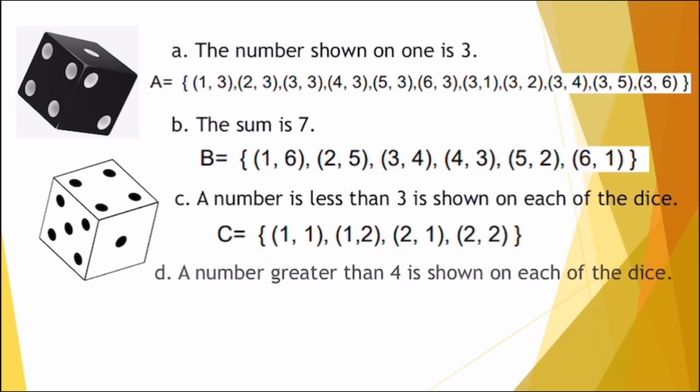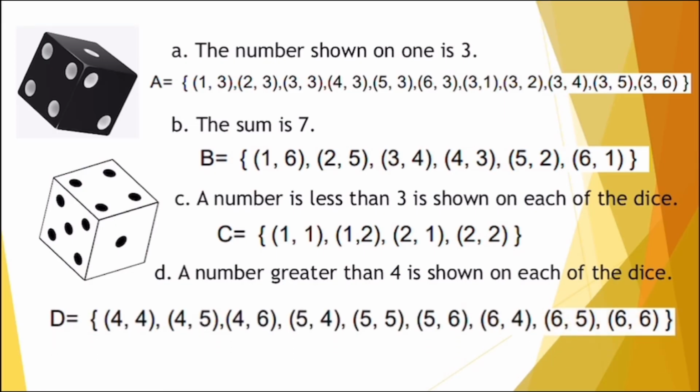And for letter D, a number greater than 4 is shown on each of the dice. The elements of the event D are 4 and 4, 4 and 5, 4 and 6, 5 and 4, 5 and 5, 5 and 6, 6 and 4, 6 and 5, and 6 and 6.